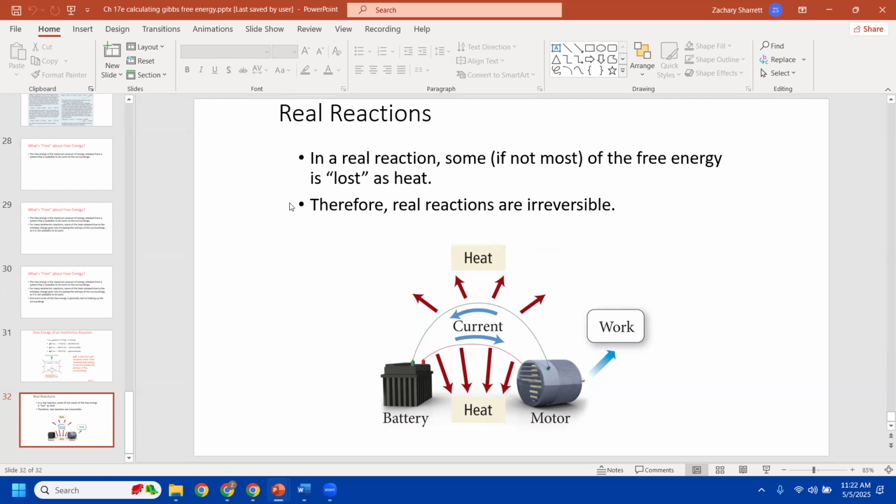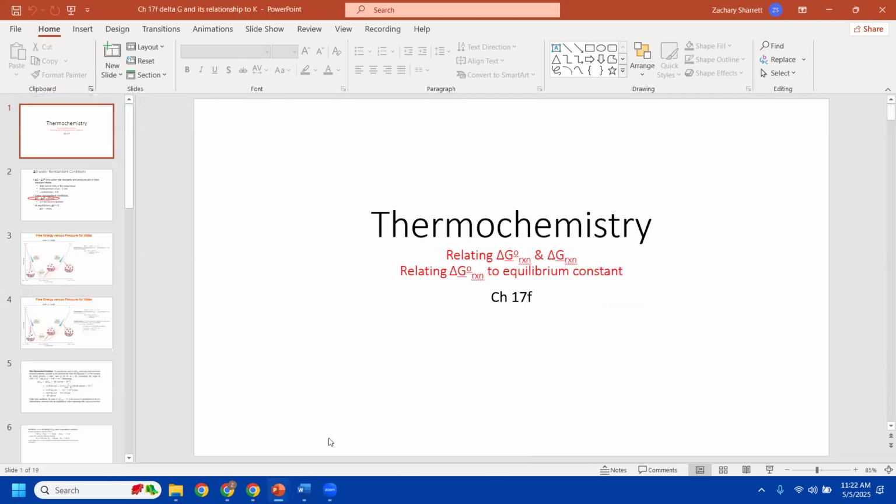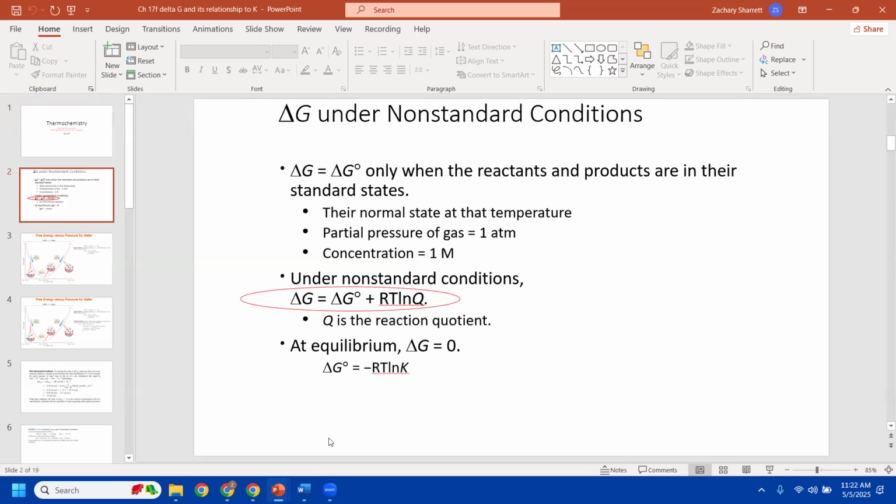So really all I want you to know for this is how to calculate delta G for these things. This last section of chapter 17 is called delta G and its relation to the equilibrium constant. There's an equation. You might need to do it on the homework. Feel free to skip this part. This is not going to be on the final exam. So I'm not going to relate K or Q with delta G on the final. It might be on the homework.